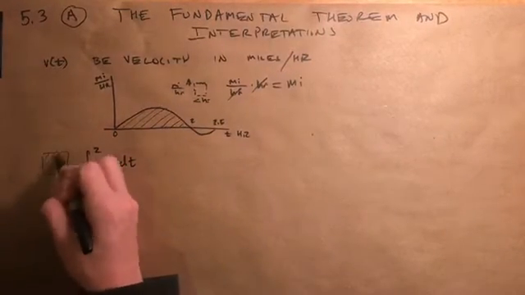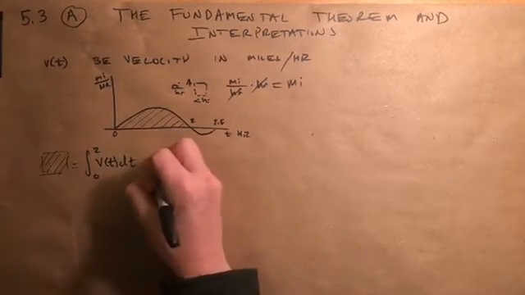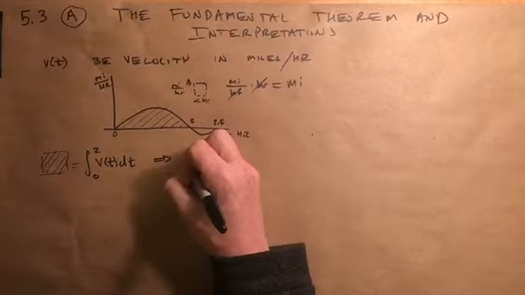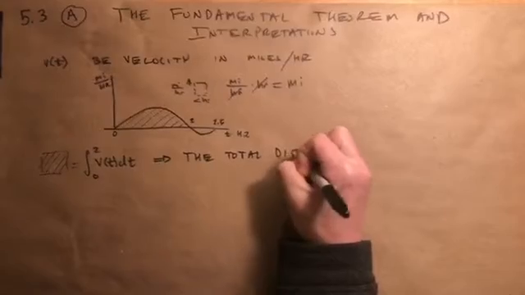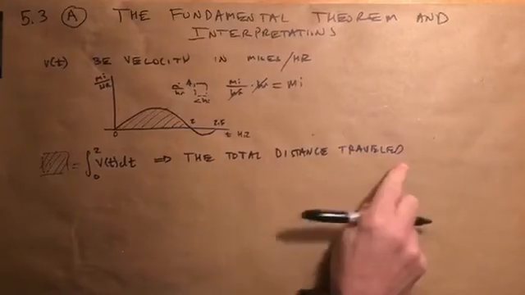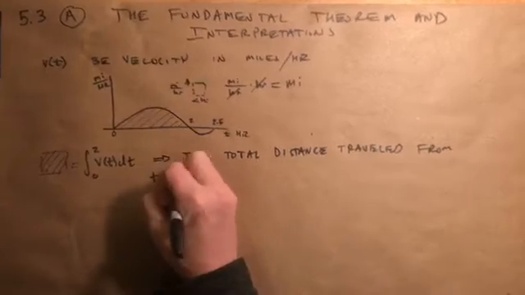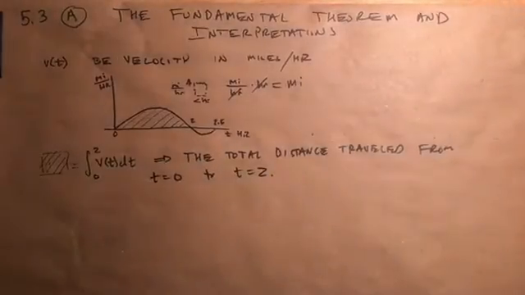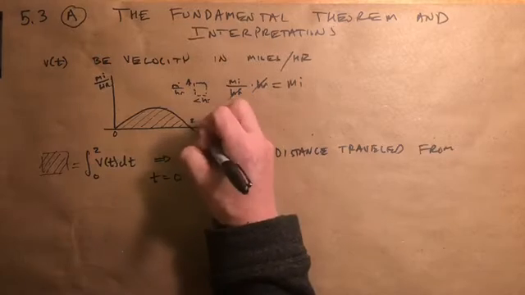And maybe I'll make a little key here, right? That's all of that shaded area. And this is some positive number. And what this is, that represents the total distance traveled from time equals 0 to time equals 2. Yeah? Okay, love that.